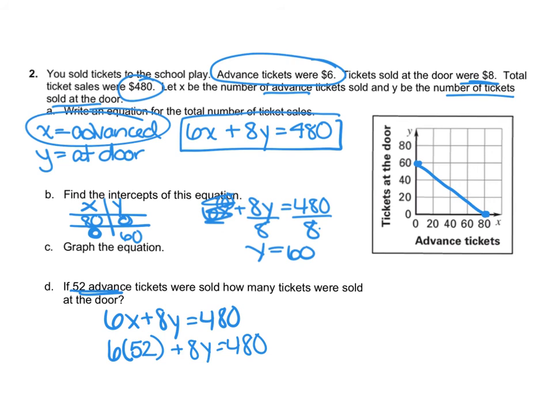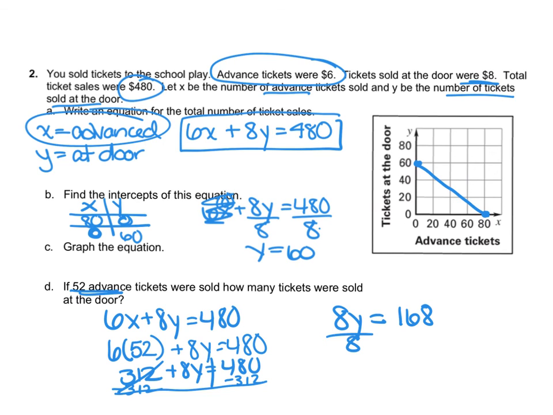All right. So you have 312 plus 8y is equal to 480. And then remember, we're isolating that variable. Minus 312. I'm running out of room here, so I have 8y is equal to 168. And 168 divided by 8, we would have 21. So if we sold 52 advance tickets, you would sell 21 at the door.